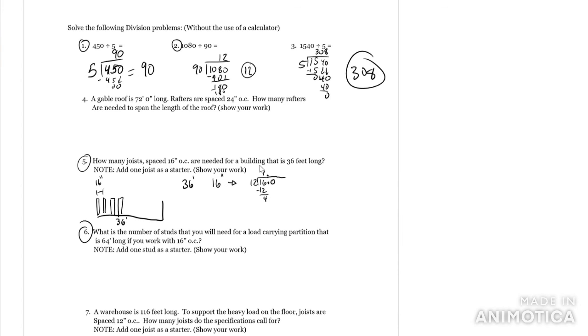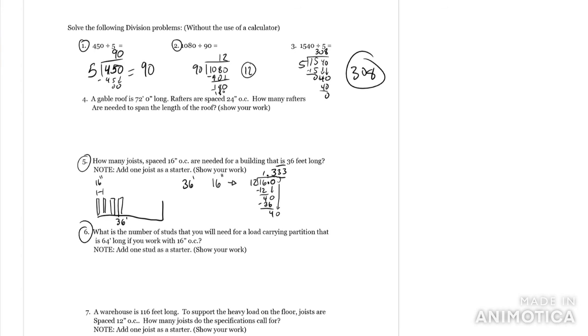I keep going, bring down the 0. 40 goes into 12 3 times. I get 36. So then I have 4 left over. And then I can see if I bring down another 0 here, I'm going to get 40 again. I'm going to get 36. So 1 1/3 feet. So I'm going to keep getting 3s, so I'm just going to put 1.333.